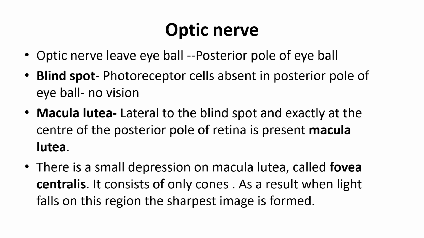Lateral to this blind spot there is the macula lutea. In that, a small depression is there, which is called the fovea centralis. It consists mainly of cones, and therefore when light falls on this region the sharpest image is formed.